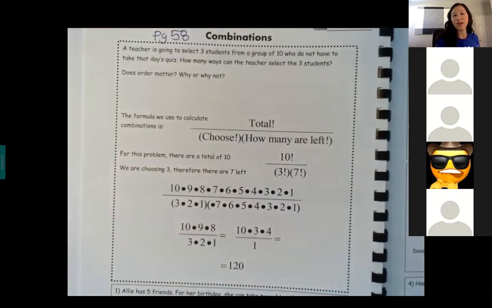So if I'm going to pick three of you that don't have to do the checkpoint today, does it matter if I pick Jose, Jasmine, and Rick, or if I pick Jasmine, Jose, Rick? It's the same, right? Those three, regardless, don't have to take the quiz. So it doesn't matter who I pick first.